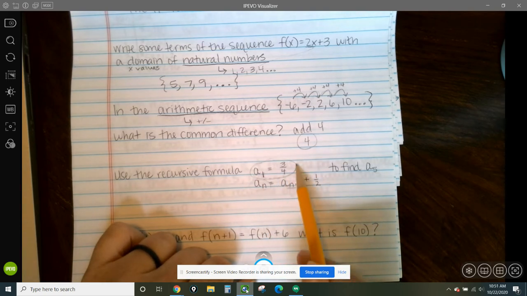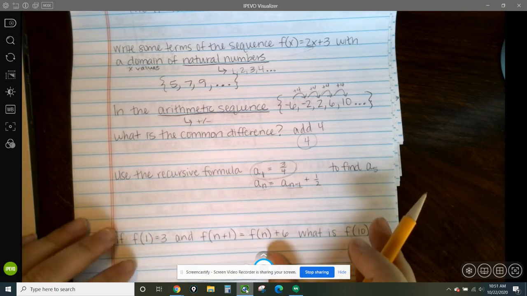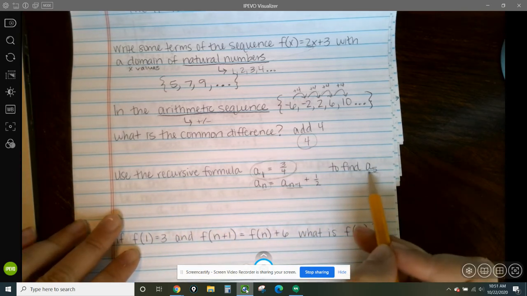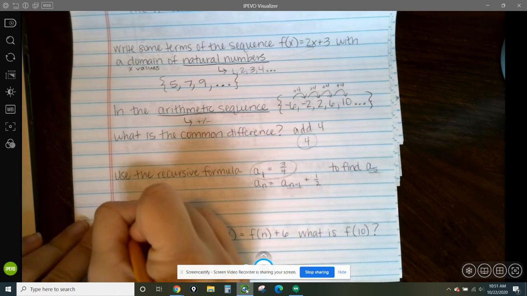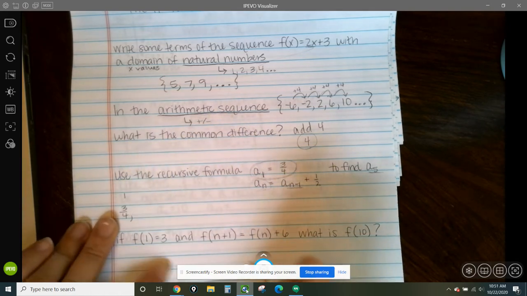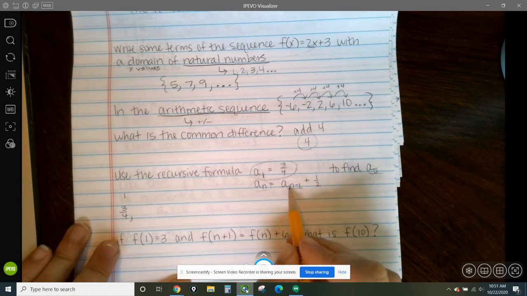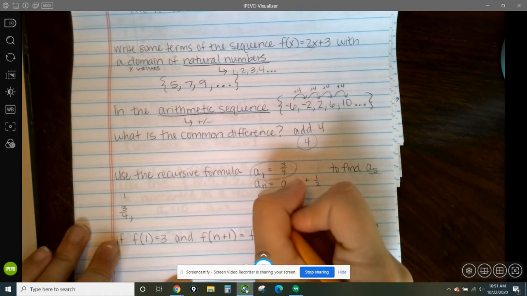And what this thing does is it tells you, here's where we started. The sequence has to start somewhere. So this sequence starts at 3/4. So we need to find a sub 5, the fifth term in the sequence. Okay, so we know that it starts with 3/4. That's the first term. And what this means is that we're just going to add 1/2 every time.